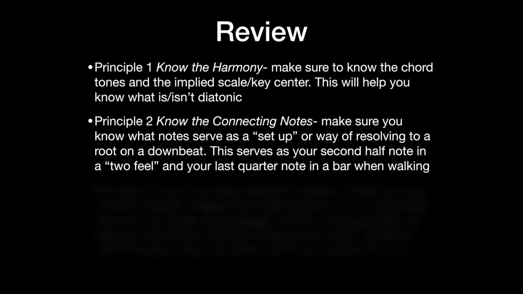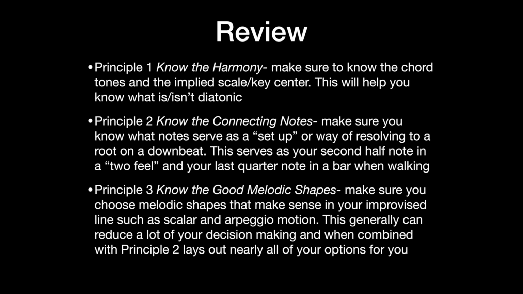And our third and last principle was that of good melodic shape. We went over the kinds of melodic shapes that make your line sound pleasing melodically and also clear for the other musicians, which were things like scalar motion and arpeggio motion. Choosing our melodic shape does a lot of the work for us. It basically chooses 3 out of the 4 notes in a measure of 4/4. For the 4th note, we basically choose our connecting note. Let's look at a simple example applying all 3 of these principles on the first 8 measures of the chord progression to Autumn Leaves.